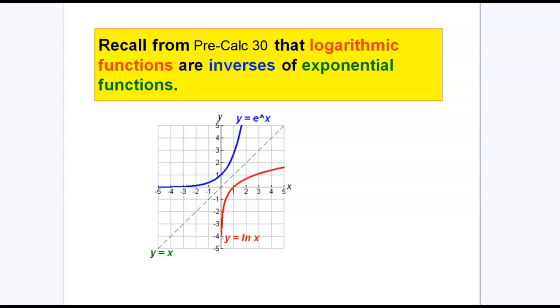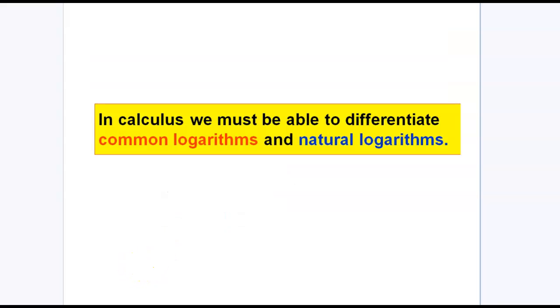In the second part of section 3.9, we're going to take the derivatives of logarithmic functions. Recall again from pre-calc 30 that logarithmic functions are the inverses of exponential functions. So you notice we have the exponential function e to the x in blue, and we have its inverse, which is the logarithmic function ln x, and notice that they are symmetrical to the line y equals x.